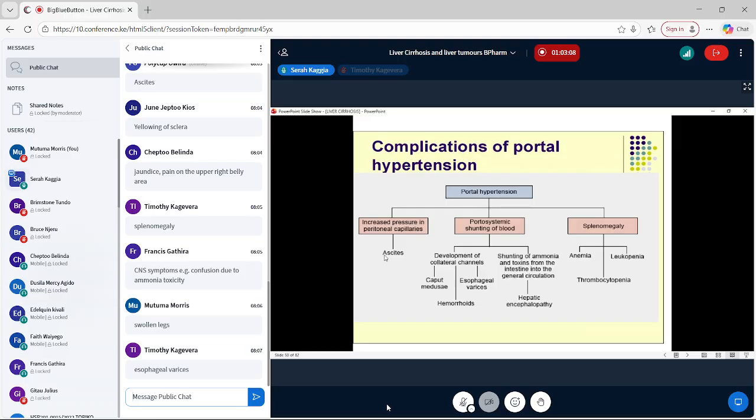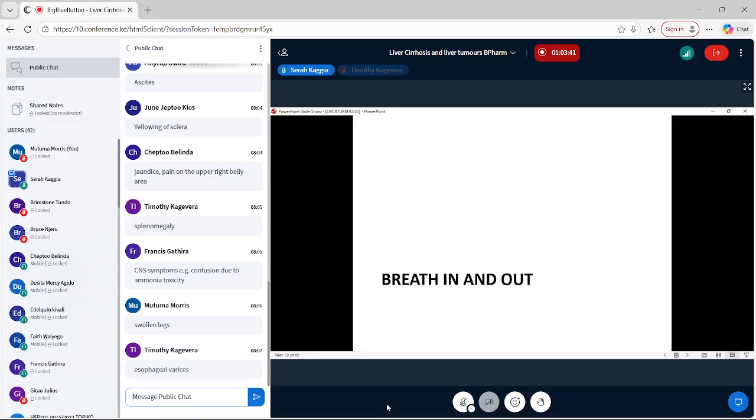So the complications you can have are all that you said there. You can have ascites. You may have portosystemic shunting where you'll have the caput medusae. I've talked about the rectal varices and the esophageal varices. Because of shunting of ammonia and toxins, you'll have hepatic encephalopathy. Then splenomegaly will cause cytopenia: decreased red blood cells, decreased white blood cells, and decreased platelets, because they all get lodged inside here. So they're decreased in circulation. And that's the end of portal hypertension.